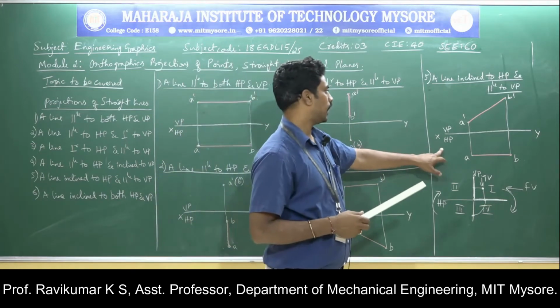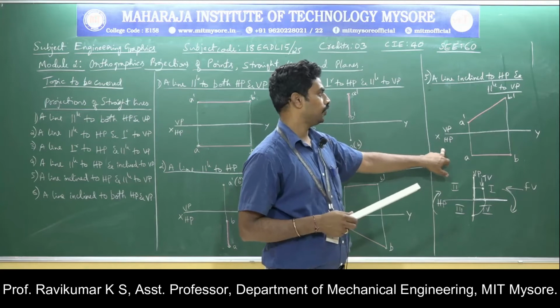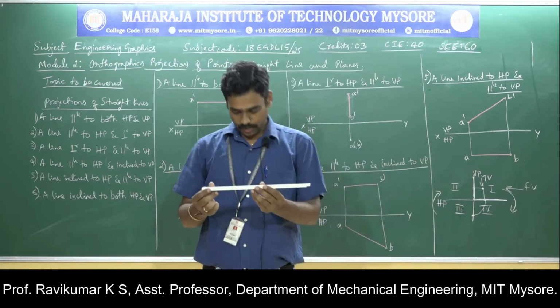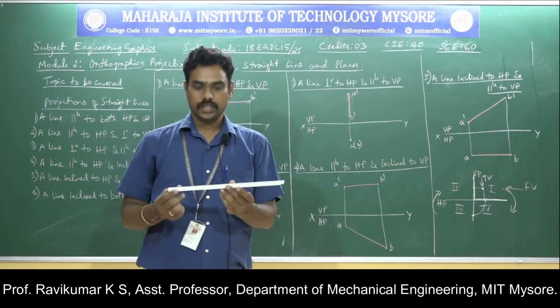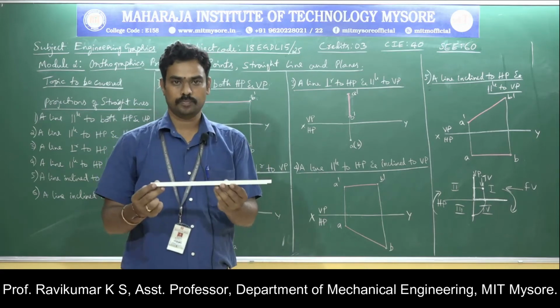Then the next case is a line inclined to HP and parallel to VP. So inclined to HP, again I will start with the first case. The first case is a line parallel to both the planes.